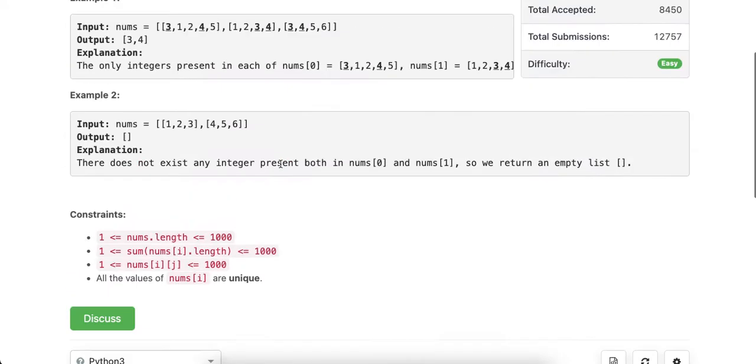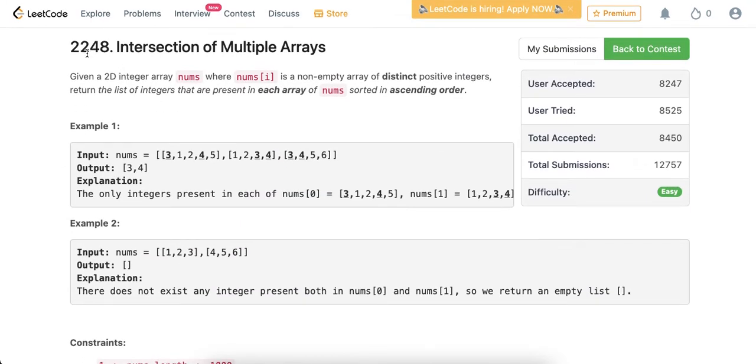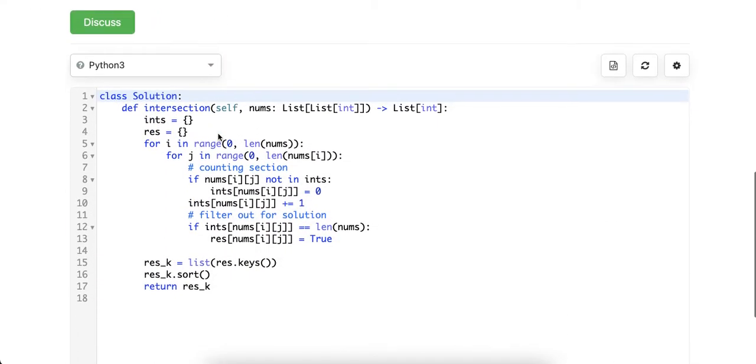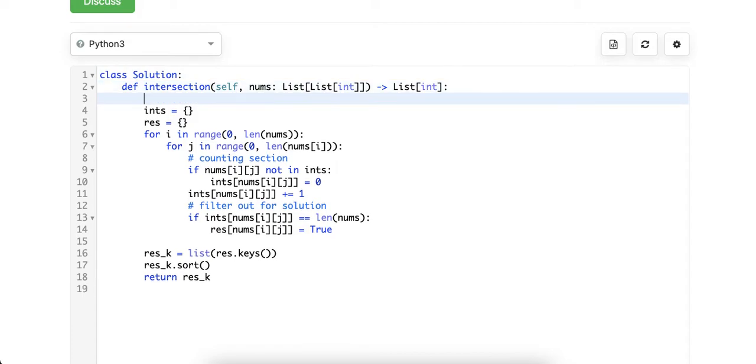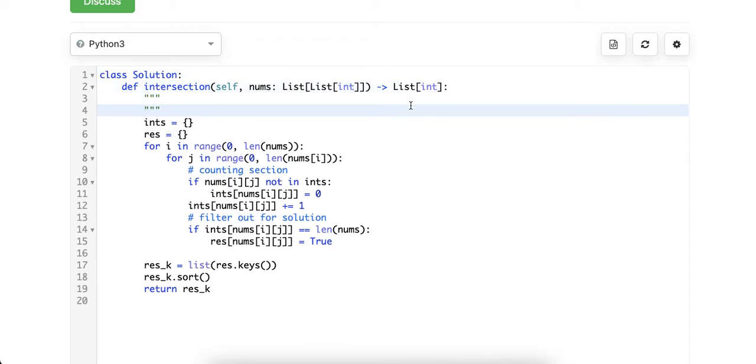Now let's go to the last one. Problem 2248, Intersection of Multiple Arrays. To make a big O(n) here, same. This is just one, big O(1). This is starting to be the loop. Let's say n is the length, so this becomes big O(n).